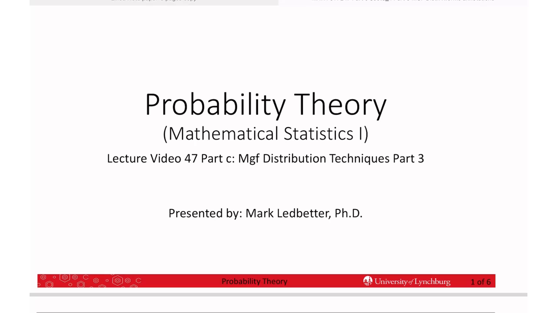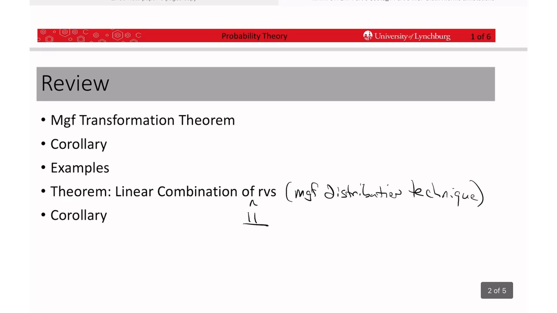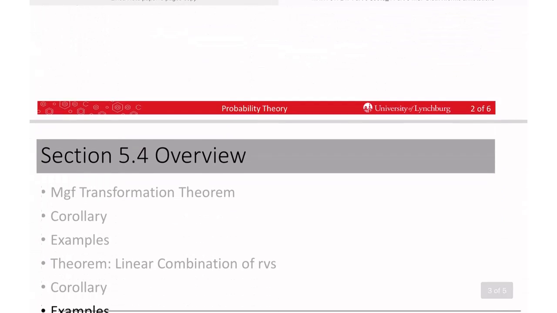We're continuing our discussion of the moment generating function distribution technique, and this is a transformation technique. In the previous videos in this section, we've looked at the MGF transformation theorem, and a corollary that went with that, along with some examples and some significant results. Last time we looked at the theorem from the book, which is a little more complex in that it talks about the linear combination of independent random variables and using the MGF technique. We have a corollary which is going to be proved during homework. So let's continue with some examples.